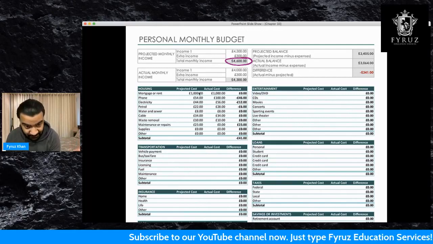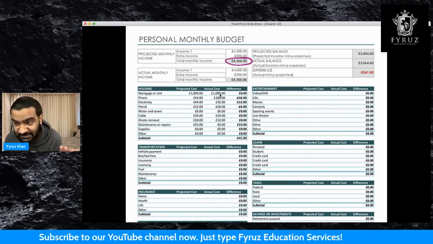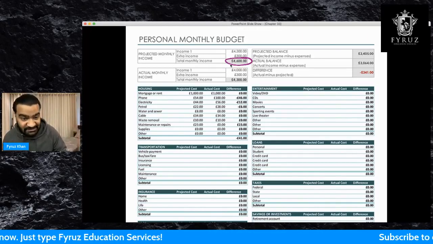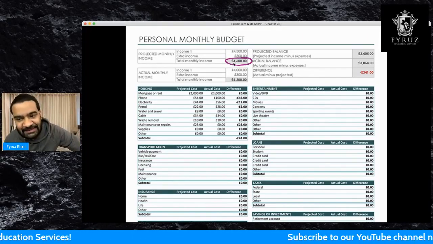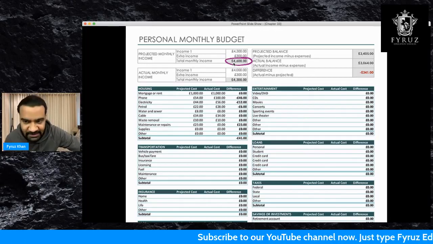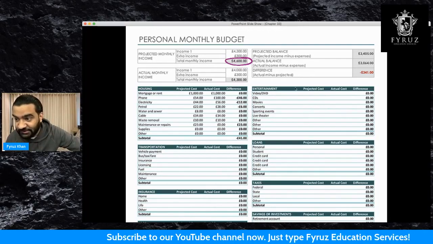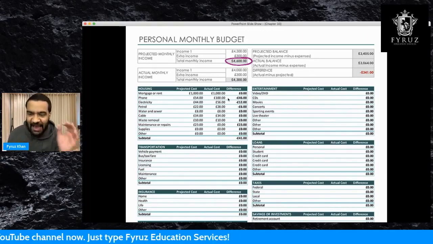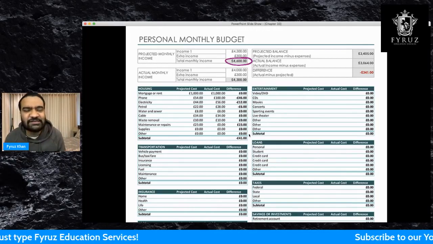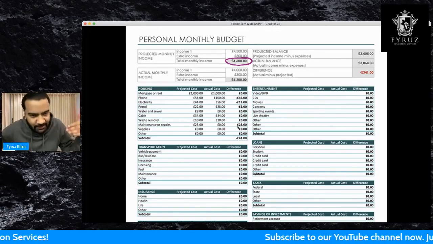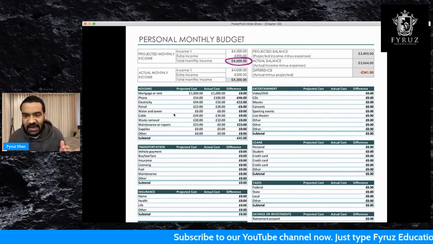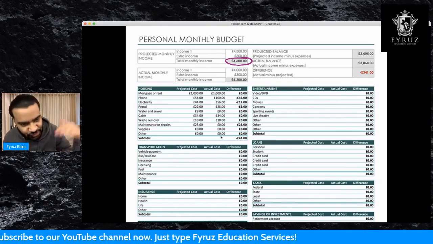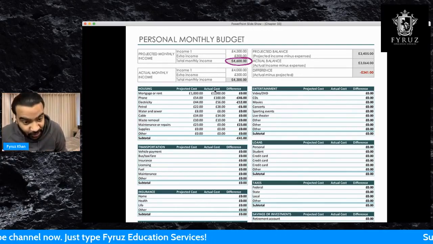So this is my budget, and this is what I've actually spent. My projected monthly income was £4,600, and I ended up having a monthly income of £4,300. So whatever I had predicted, the actual difference was £41. That's not too bad. Whenever you're making a budget, and then you have the actual cost, the difference cannot be a lot, right?